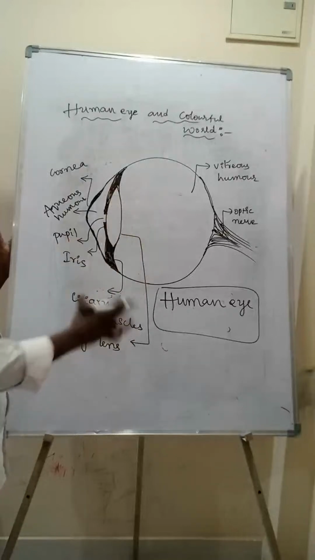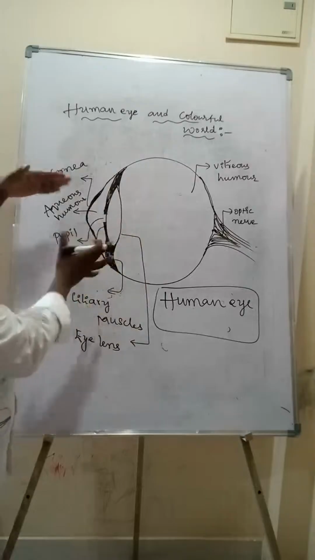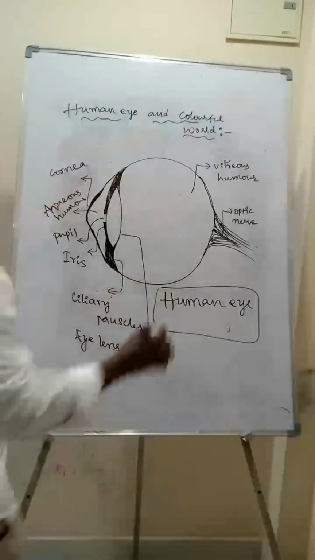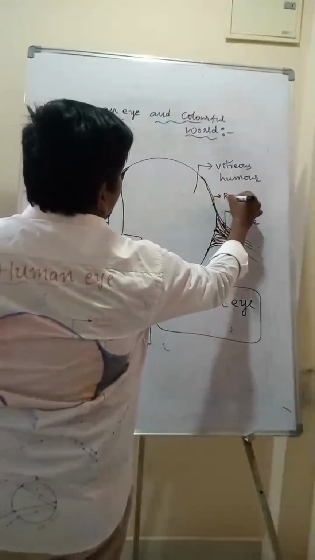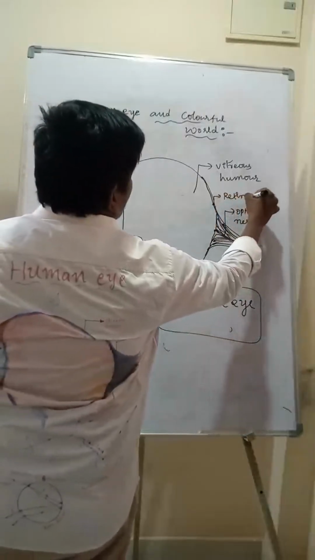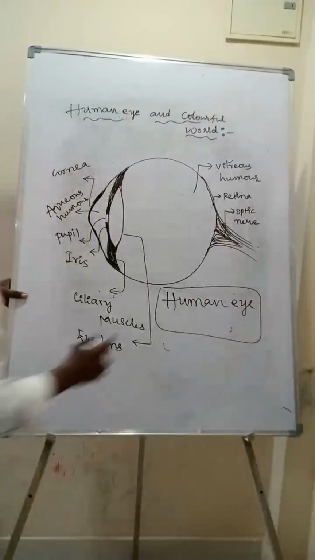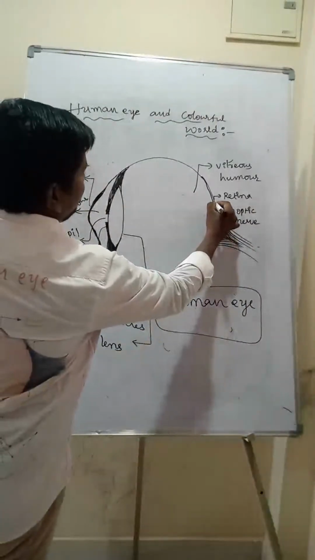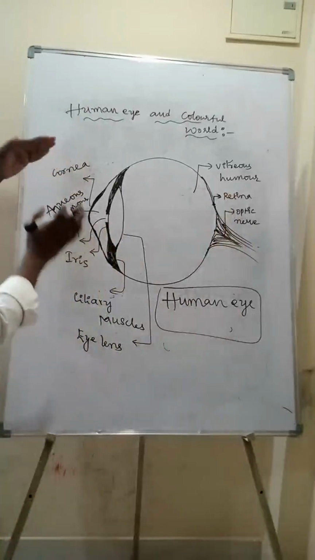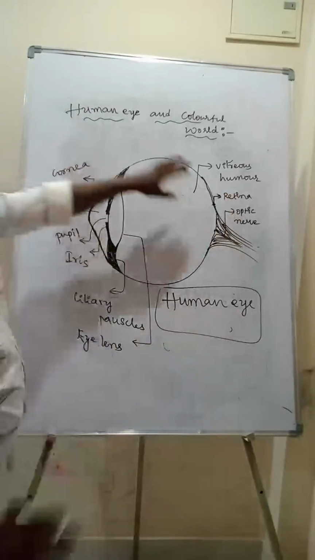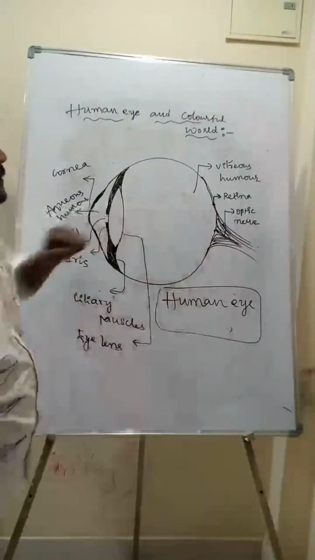The crystalline lens: when a light ray falls on it, it will converge and make it fall at the retina. Here I'm considering one portion that is called the retina. Whenever the light rays fall on it, the lens converges the light rays and makes them fall at the retina. So this is the retina.